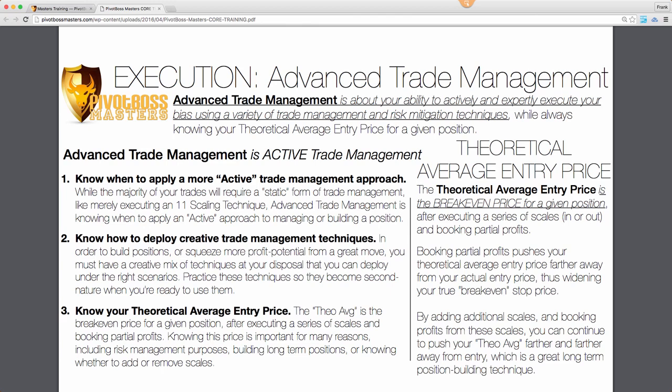So number three here, know your theoretical average entry price. The Theo average, as it's called, is the break-even price for a given position after executing a series of scales and booking partial profits. Knowing this price is important for many reasons, including risk management purposes, building long-term positions, or knowing whether to add or remove scales. So the theoretical average entry price is just a fantastic price.